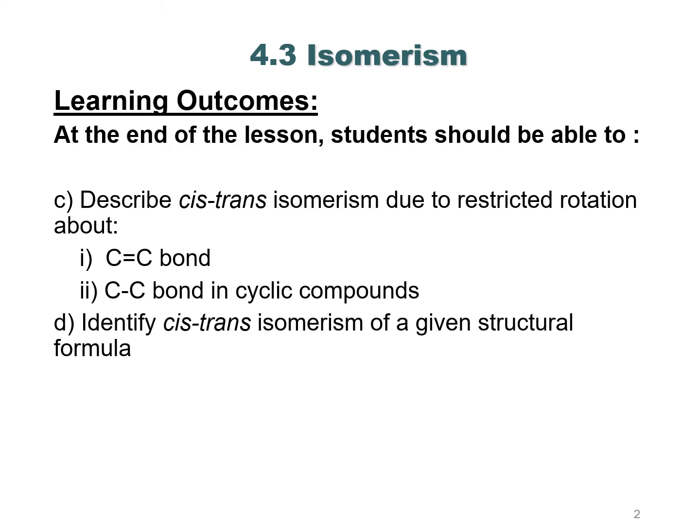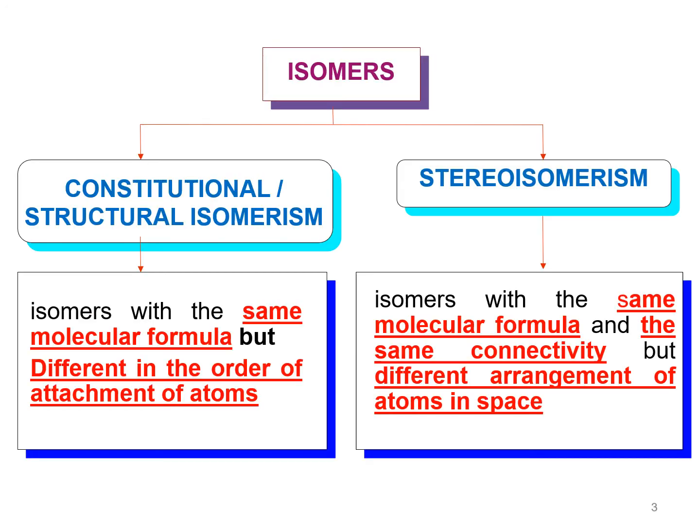Assalamualaikum and salam sejahtera. We are going to continue with 4.3 on isomerism. In this video, you are going to learn, firstly, to describe cis-trans isomerism due to restricted rotation about carbon-carbon double bond and carbon-carbon single bond in cyclic compound. Secondly, you are to identify cis-trans isomerism given the structural formula.